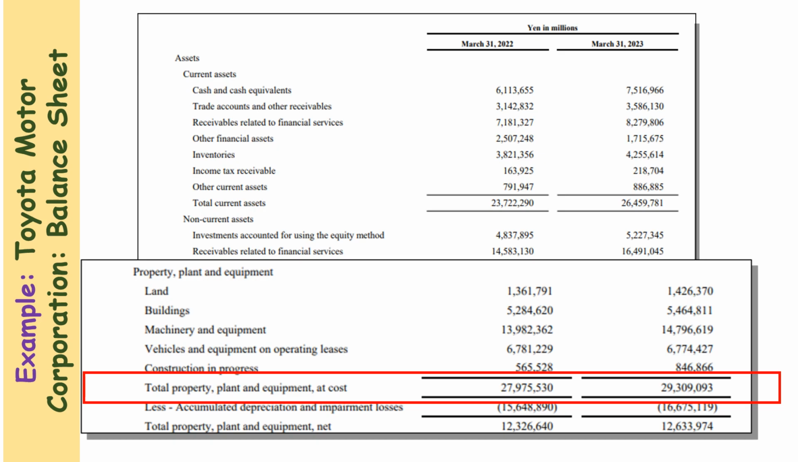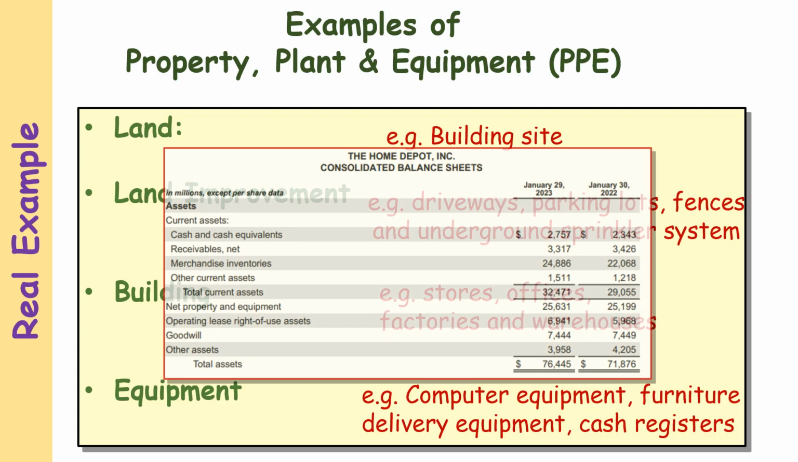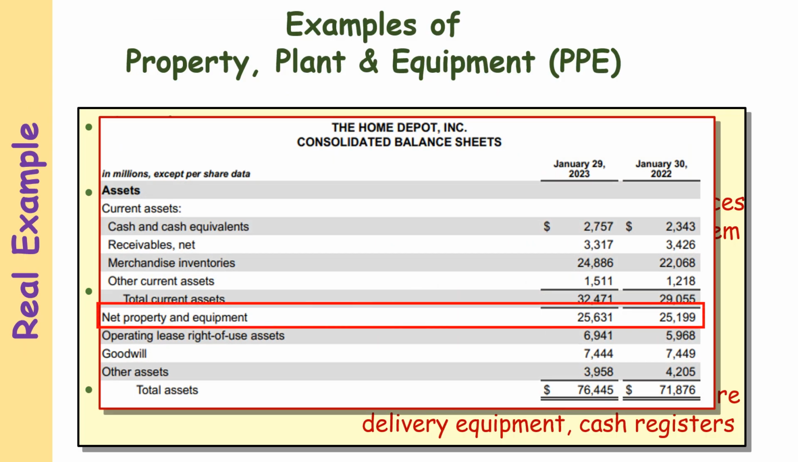So that's one example. Some businesses will include property, plant, and equipment on a net basis. So here is an example of Home Depot, which includes its PPE at net. So you can see this again represents a very big investment for the business.